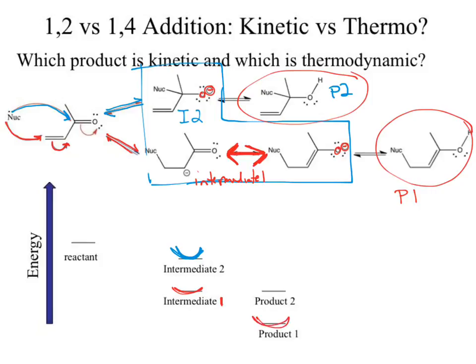there we go. This starts to look a little bit weird. Those of you that saw the kinetic and thermodynamic lecture, when we looked at, say, the addition of HBr to an alkene, what happened? Our intermediate energies were interchanged in comparison to our product energies. We don't have that situation here.